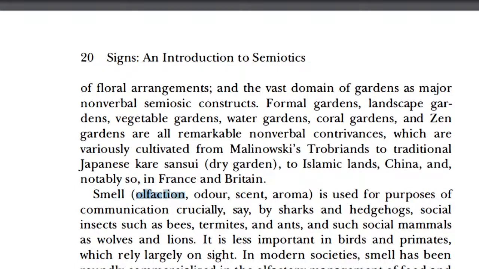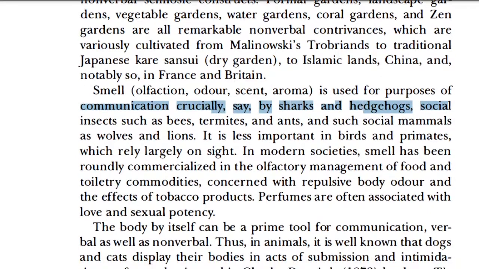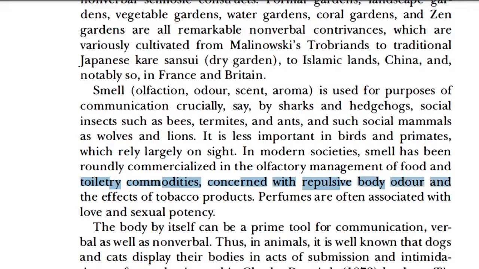Smell, olfaction, odor, scent, aroma, is used for purposes of communication, crucially, say, by sharks and hedgehogs, social insects such as bees, termites, and ants, and such social mammals as wolves and lions. It is less important in birds and primates, which rely largely on sight. In modern societies, smell has been roundly commercialized in the olfactory management of food and toiletry commodities, concerned with repulsive body odor and the effects of tobacco products. Perfumes are often associated with love and sexual potency.